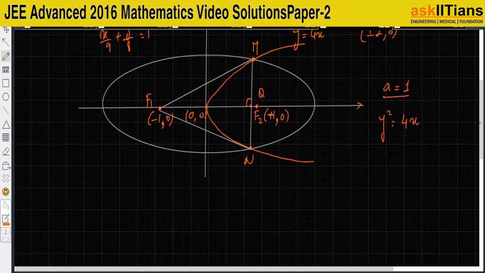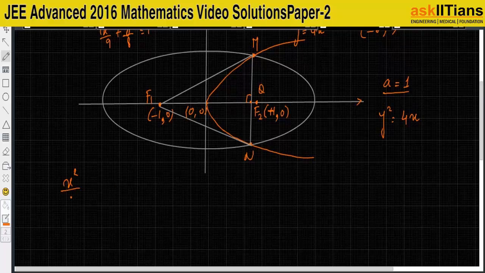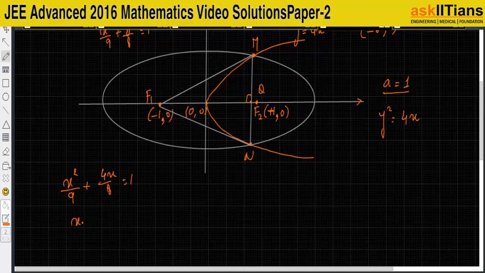So y square is 4x. So I'll get x square by 9 plus 4x by 8 equal to 1. So x square by 9 plus x by 2 is equal to 1. So if I multiply the entire equation by 18, I'll get 2x square plus 9x minus 18 equal to 0.